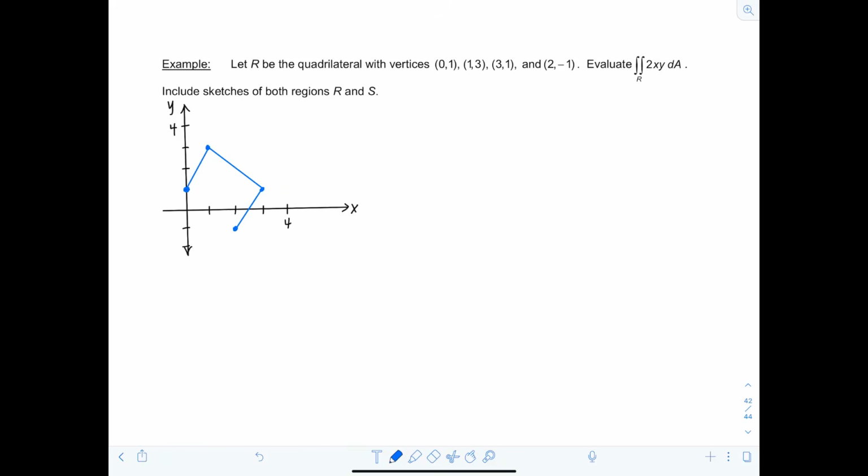Who wants to do a double integral over this quadrilateral? You'd have to break it up, right? This piece, super annoying. Don't recommend. Okay, so here's the region R.